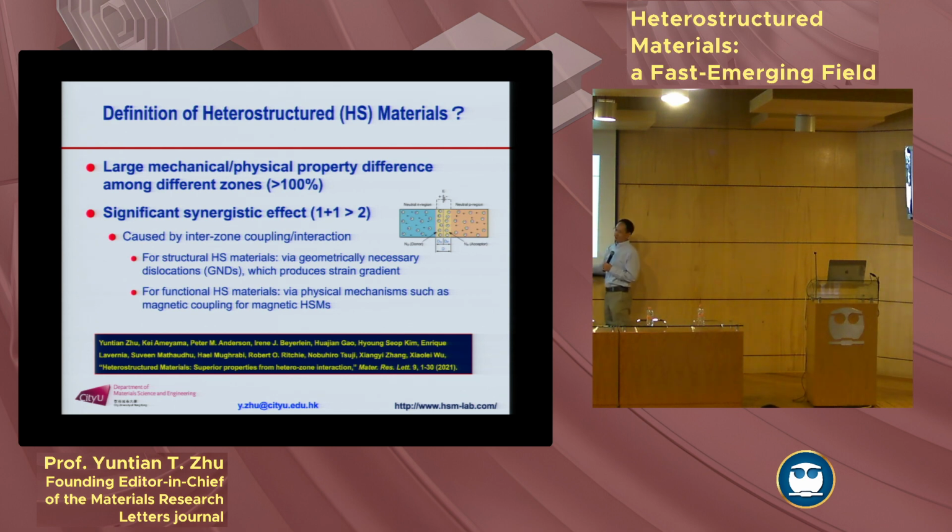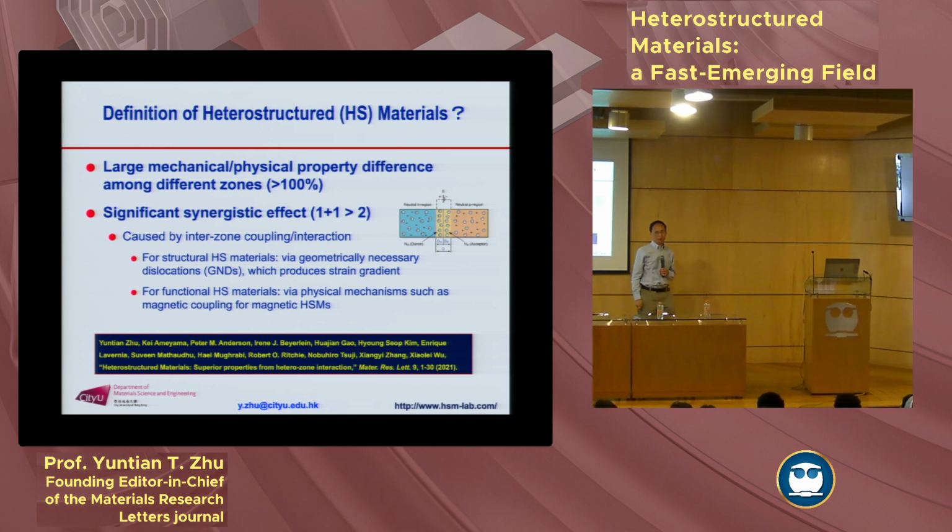This interaction is different for different materials. For metals and alloys, the interaction is by dislocations. You think about it, you have one hard material and one soft material, and you put them together and deform them together. One is hard, one is soft, they have to deform together. How do they deform together? They have to coordinate. How do they coordinate? They use dislocations.